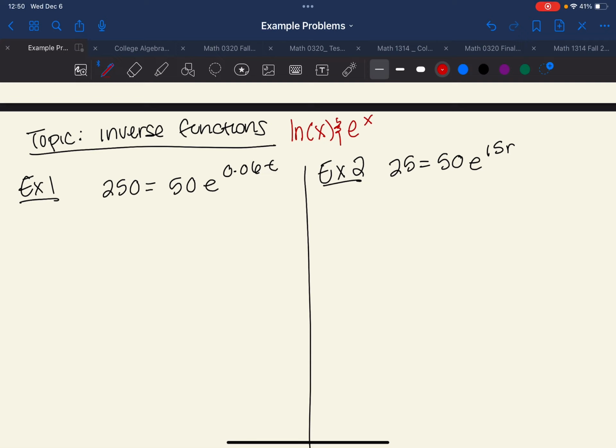When thinking of inverse functions, we first have to know that the inverse of natural log of x is e to the x, and the opposite is the same. So the inverse of e to the x is natural log of x. This is important because we can use the inverse functions to cancel out that opposite function in order to solve for our variable.